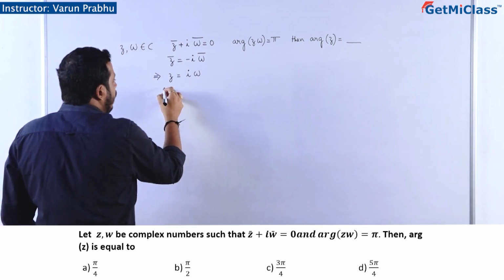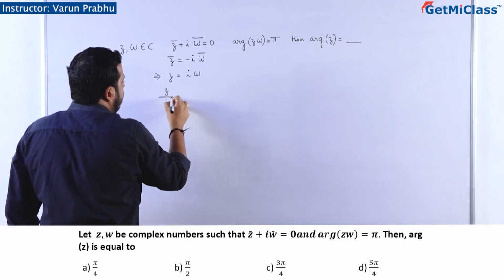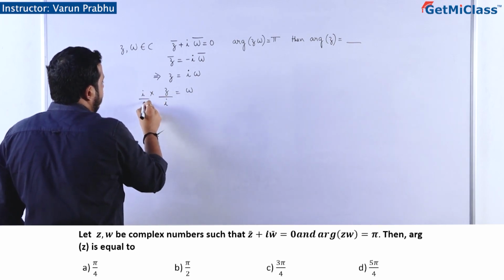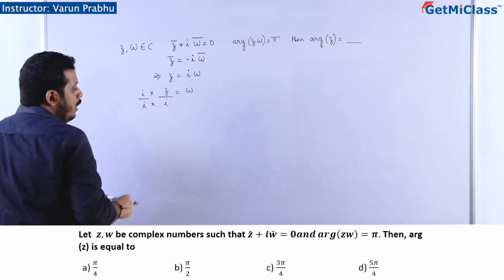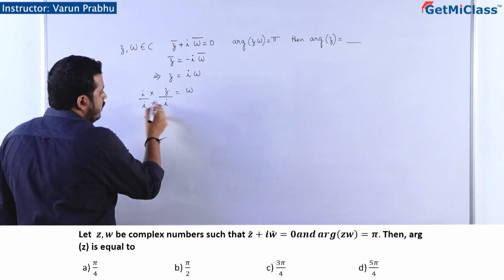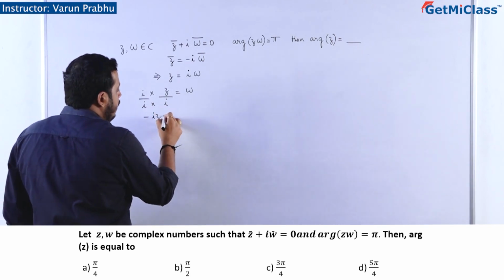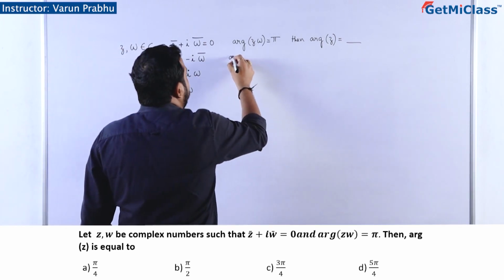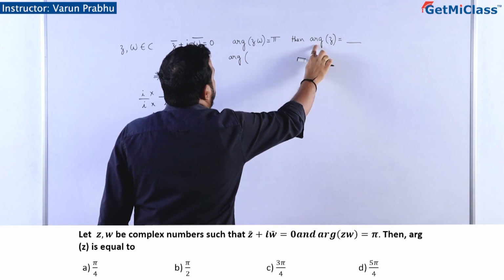Now I can write z divided by i equal to omega, multiply and divide by i, because I cannot occupy the denominator. So I can write iz, that is nothing but i square, and i square is nothing but minus 1, that is equal to omega. Is it right? Omega. Now argument of z into omega is equal to pi.